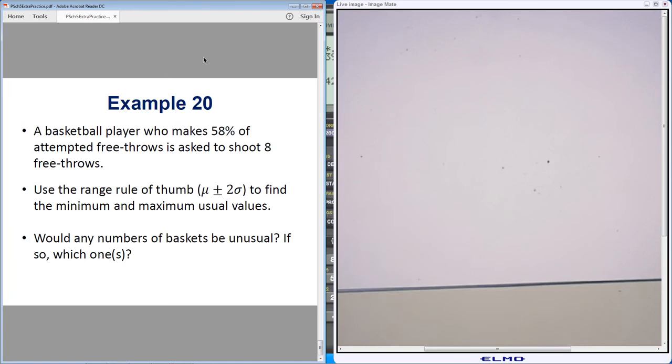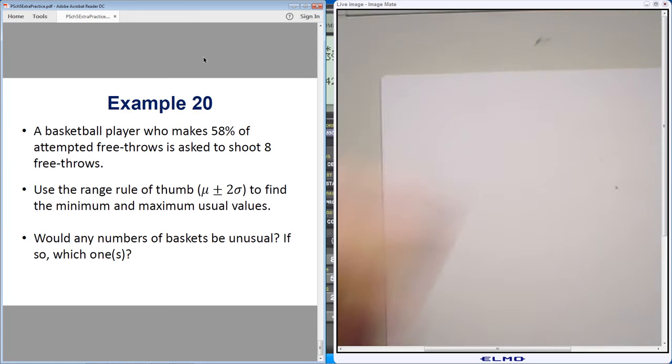Number 20 has the same setup. It says use the range rule of thumb. Yeah, that was the mean plus or minus 2 standard deviations, to find the minimum and maximum usual values. Then see if any numbers of baskets would be unusual for this player. And if so, tell us which ones. Number 20.